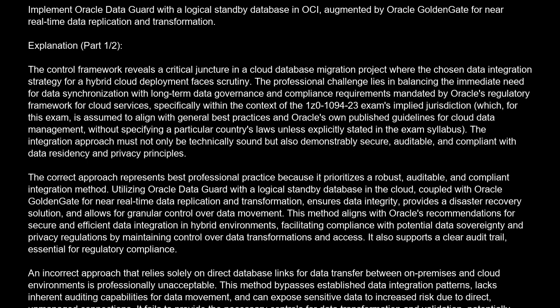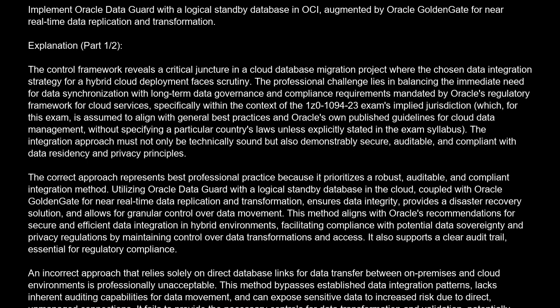The integration approach must not only be technically sound, but also demonstrably secure, auditable, and compliant with data residency and privacy principles. The correct approach represents best professional practice because it prioritizes a robust, auditable, and compliant integration method. Utilizing Oracle Data Guard with a logical standby database in the cloud, coupled with Oracle GoldenGate for near real-time data replication and transformation, ensures data integrity, provides a disaster recovery solution, and allows for granular control over data movement.